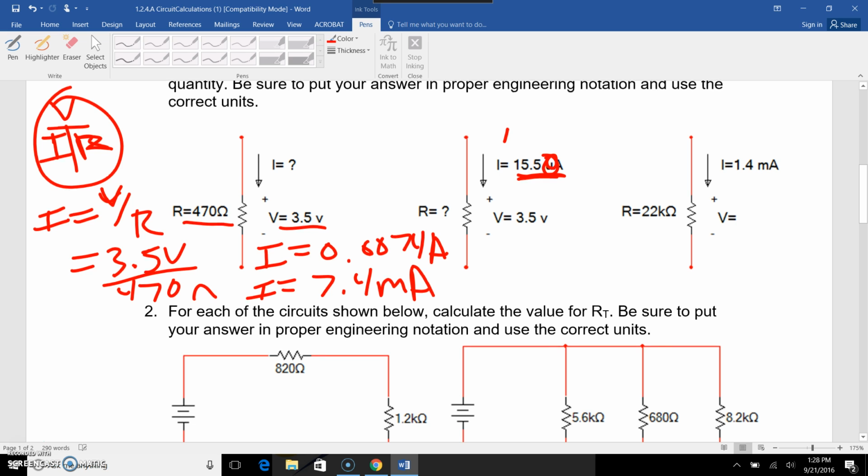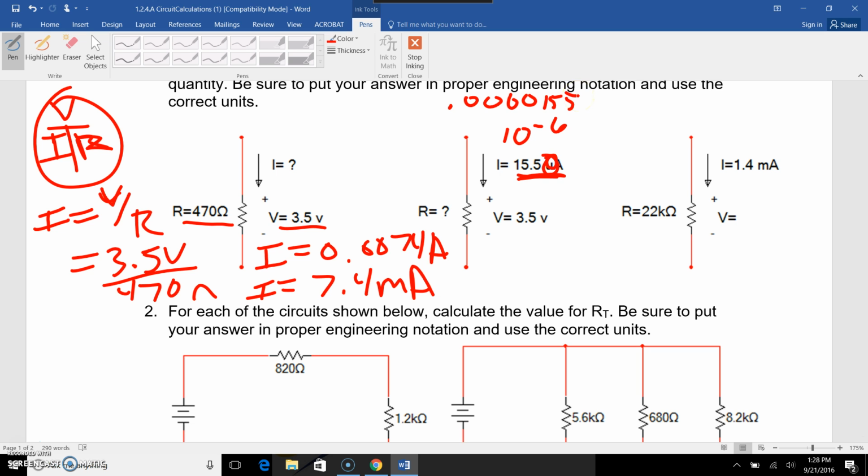Sorry, my screen went all haywire there. But microamps is 10 to the negative 6th power. So really that number, you have to move the decimal point 6 places. So it will be the equivalent of saying 0.0000155, a very small number, but typically most currents are small.